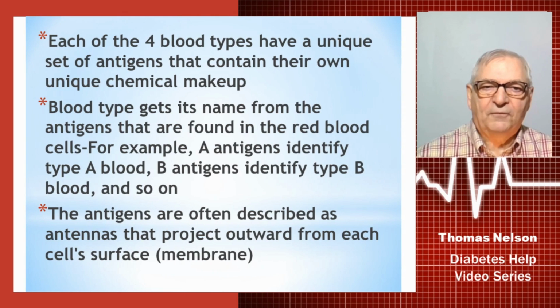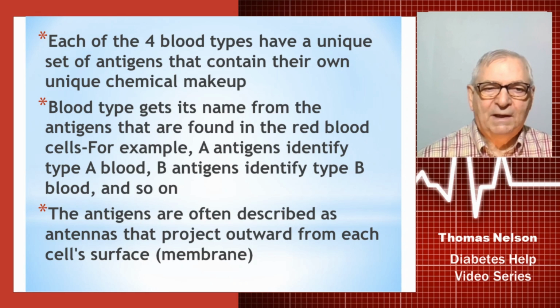So for each of the 4 blood types, there's a unique set of antigens that contain their own unique chemical makeup. Blood type gets its name from the antigens that are found in the red blood cells. For example, type A antigens identify type A blood, and B antigens B type blood, and so on for all 4 of them.